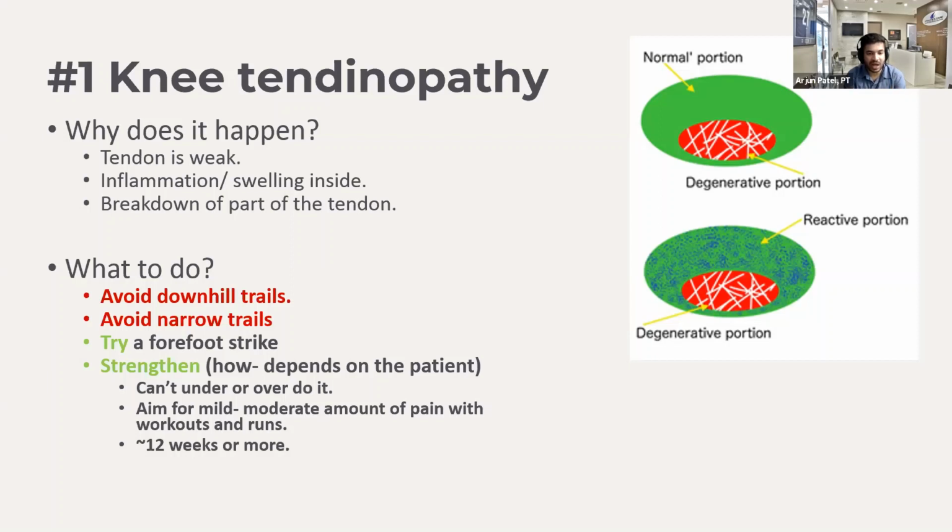And because the tendon is weak, the most important thing you can do for this is strengthen it. How you strengthen it depends on the patient. You can't underdo it, and you can't overdo it. If you underdo it, the tendon is not going to get strengthened, and every time you try to go back into running, it's going to give you problems. But if you overdo it, you're going to break down the tendon even more. So you want to aim for a little bit of pain with your workouts and your runs, but not too much. Typically this takes about 12 weeks or so to get better, sometimes a little bit longer if it's more severe.